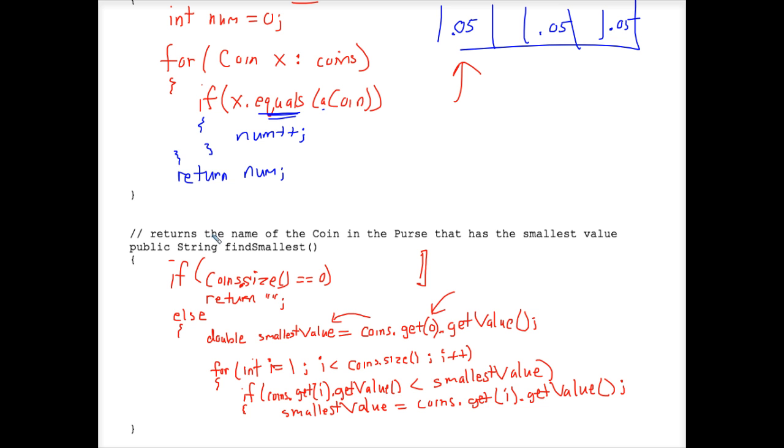Ultimately, we want to return the name of the value. So I need to keep track of what the name of this coin is. One way to do that would be to have a variable called name, and I'll just set it equal to whatever coins.get(i).getName happens to be at that precise moment when I found a new smallest element.